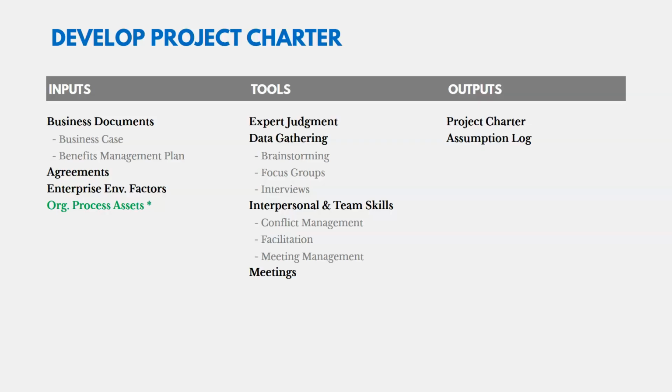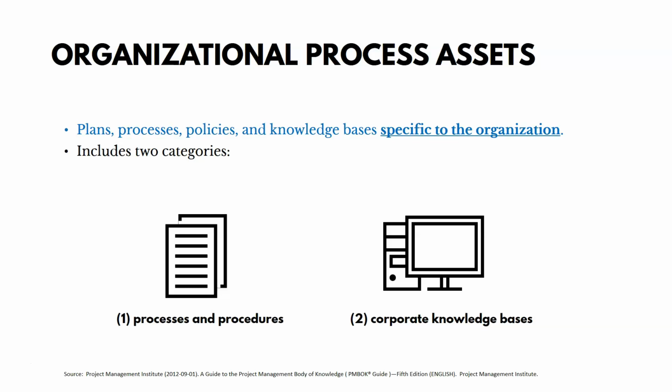Let's also talk about organizational process assets. That's a key input, and it's a key input on many projects. Remember, these are plans, processes, policies, and knowledge bases specific to the organization. And so there's really two categories of organizational process assets. We have process and procedures and databases specific to the organization that may be important inputs.